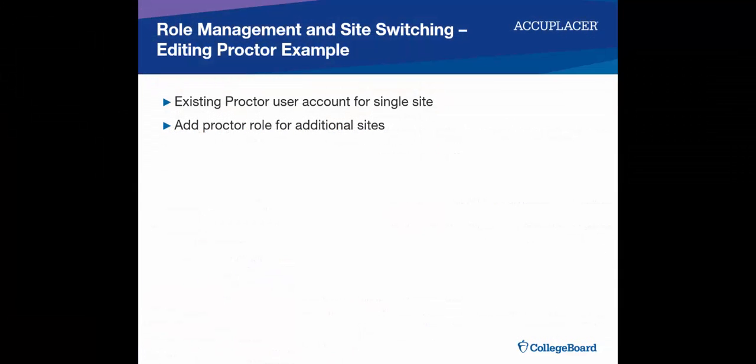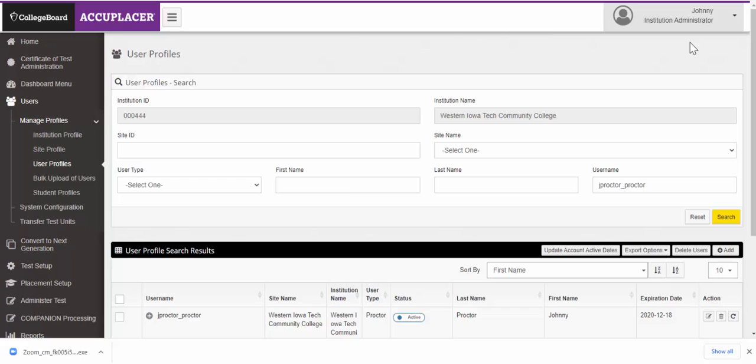Similar to assigning roles and sites for a Site Manager account, the institution administrator can also edit Proctor and Proctor Reporter accounts to allow them to perform their functions at multiple sites with a single user account. Logged in as an institution administrator, find the Proctor account you would like to edit and click the Edit button in the Action column next to the user.